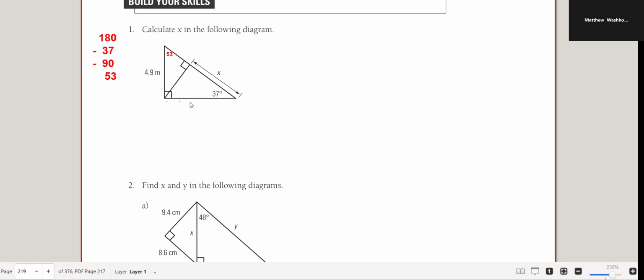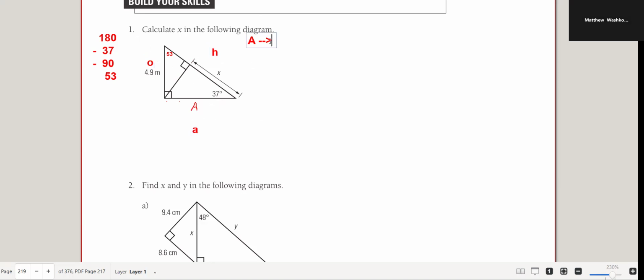I'm going to use that to find side A. I'm going to call this side A. So to find side A, I have an angle and I have a side. So this is my opposite side. 4.9 is my opposite. This is my hypotenuse, the entirety of this line, and then this is my adjacent.